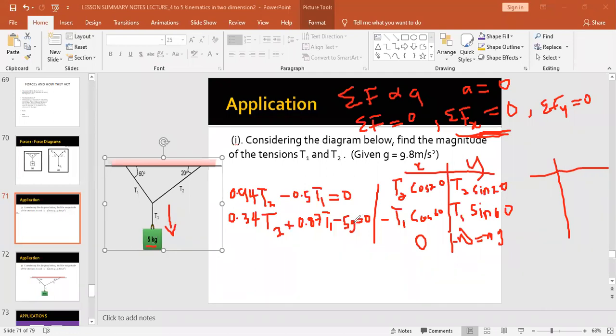So if we are to rewrite these equations, G is 10. If we are using G to be 10, then this side will be 5 times 10. Please follow carefully. The mass is 5, G is 10, so that will be 50. So I'm going to change that and write 50 over there. So 50 is equal to 0. Then you solve these two equations simultaneously.